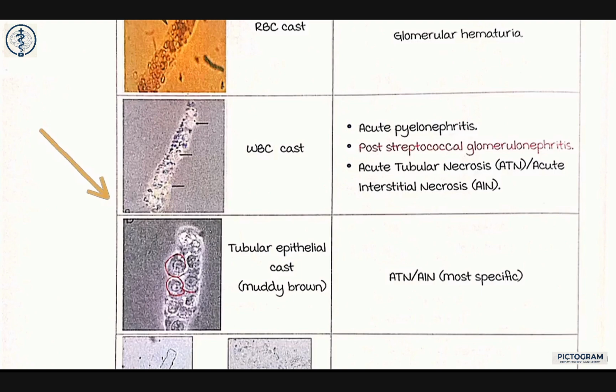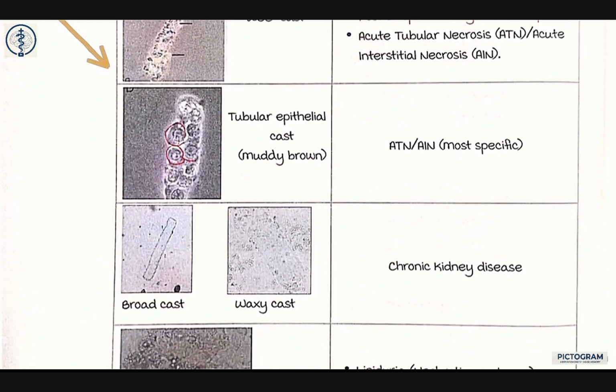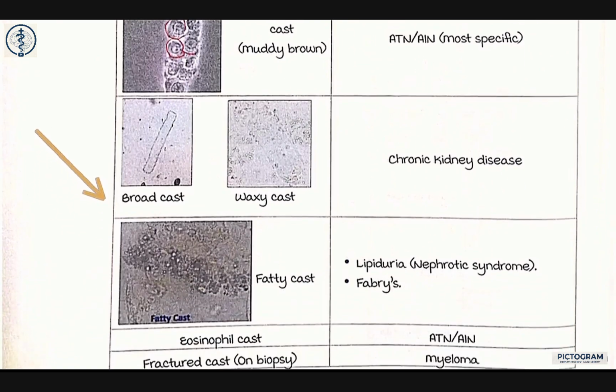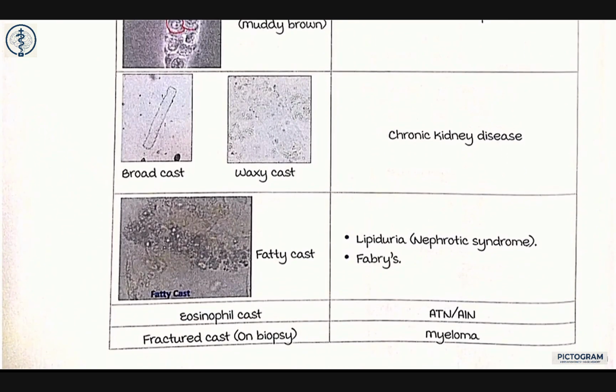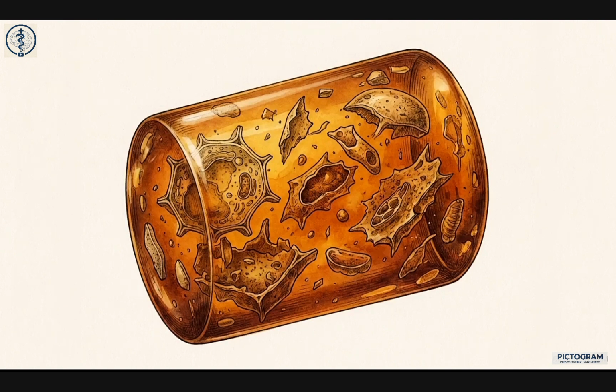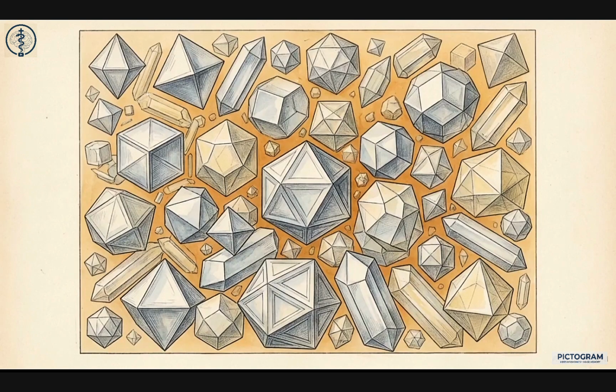The muddy brown tubular epithelial cast is the most specific diagnostic indicator for acute tubular necrosis. Fatty casts indicate lipiduria, a feature classically associated with nephrotic syndrome or Fabry's disease. Casts function as pathological amber. They trap the specific actors of necrosis or inflammation at the site of injury, delivering a frozen snapshot of the distal nephron. Our focus now shifts to the biochemical fallout of the kidney, crystalluria and nephrolithiasis.